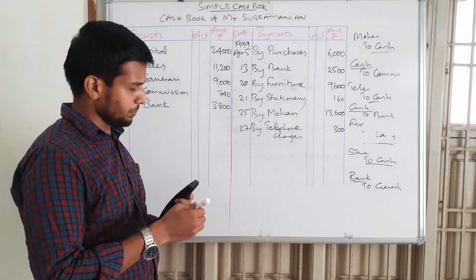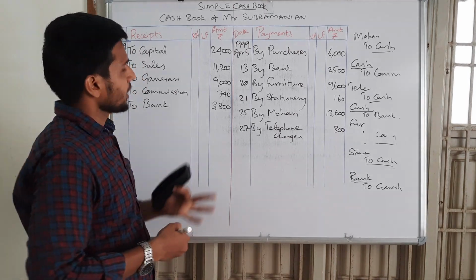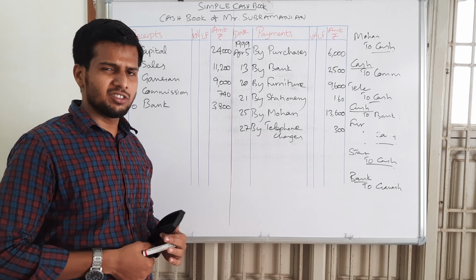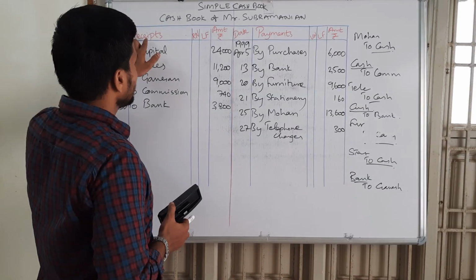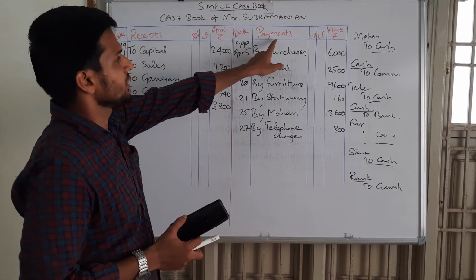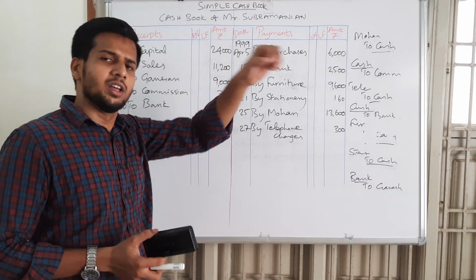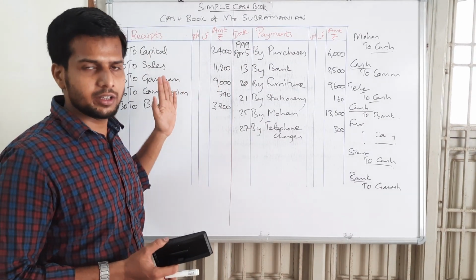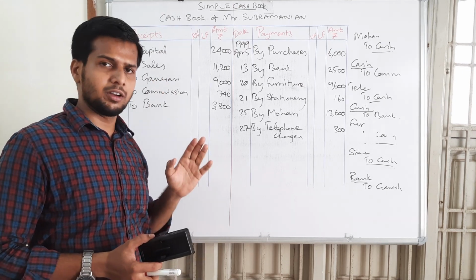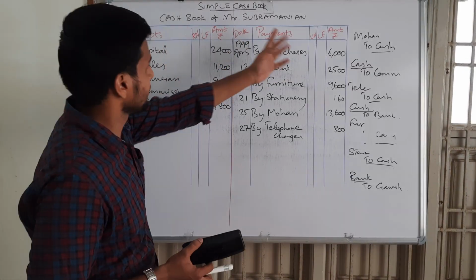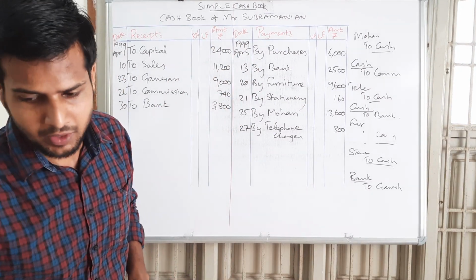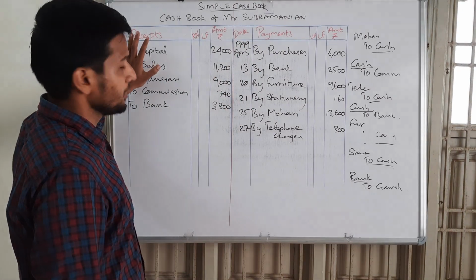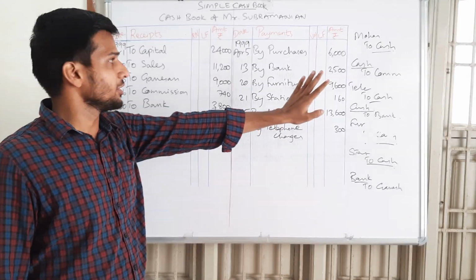So as for the preparation of the cash book, it is the same method as how we prepare a ledger account. Okay, here instead of particulars we write receipts, and here instead of particulars we write payments. In case you want, you can write it as particulars also. If you wish, you can mention particulars at the top; receipts and payments are not necessary. As for the cash book, this side is called the receipt side and this side is called the payment side.